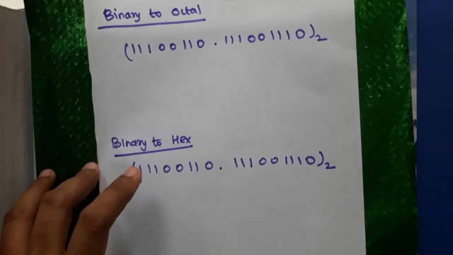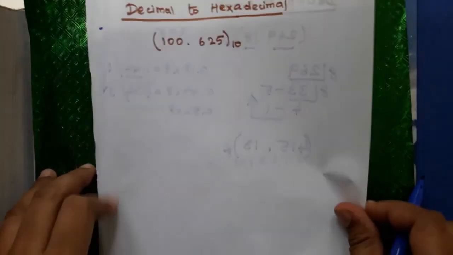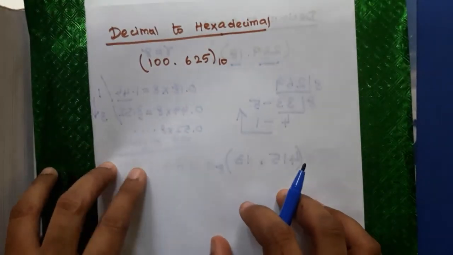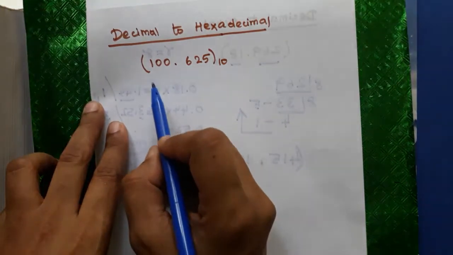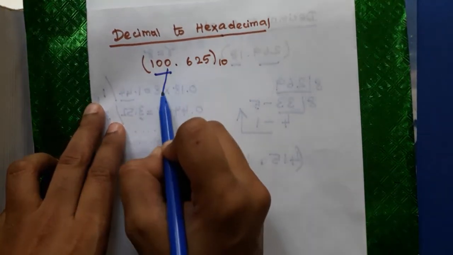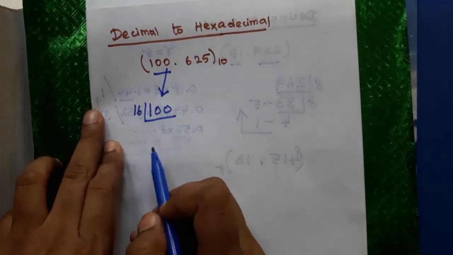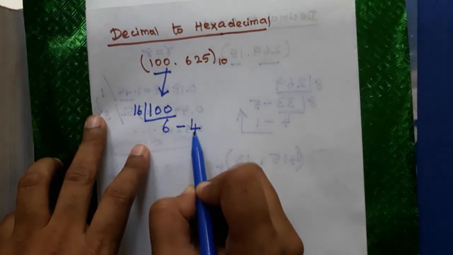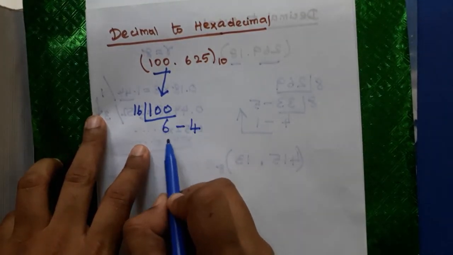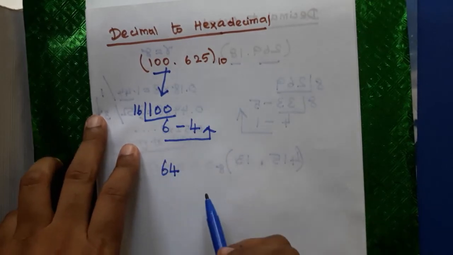Similarly, a decimal number can also be converted into a hexadecimal number. Let's take an example, 100.625. In order to convert this into a hexadecimal number, I take the whole number part and divide by 16. If I divide by 16, it goes by 6 and the remainder is 4. I cannot further divide it by 16, so I take this as 4.